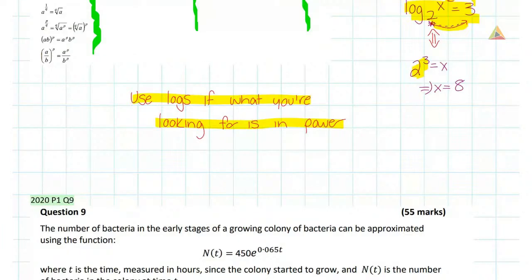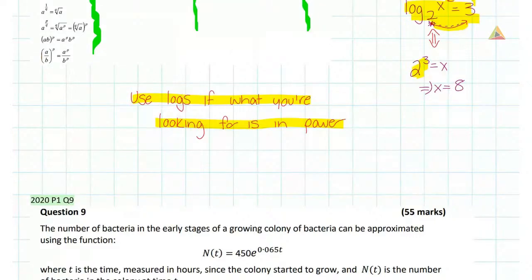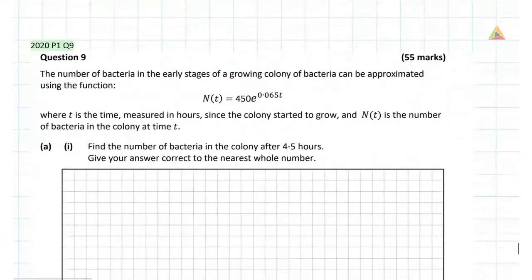Okay, so let's get on to having a look at a couple of questions then. We're going to start with 2020, paper 1, question 9. We're just going to be looking at the first part A, parts 1 and 2 of this question. So we'll have a read of the question and highlight any important parts.